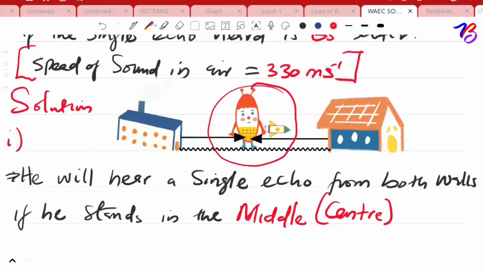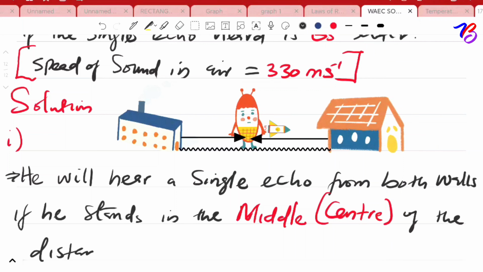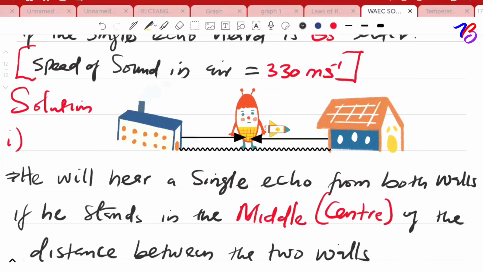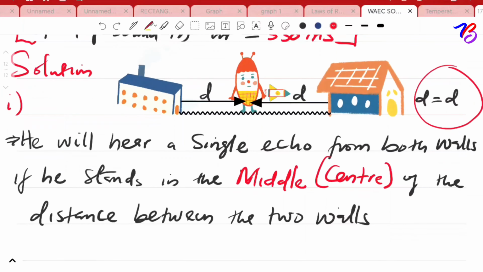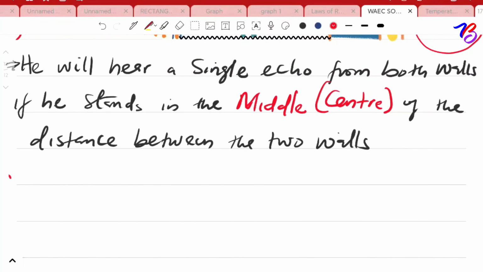The center. Can you see the boy now? The distance is divided into two equal halves, the center of both walls, the center of the distance between the two walls, so that d and d are equal, because d is equal to d, they are the same. When you add them up, it gives you 2d. Is that clear? So this gives us the concept of an echo.